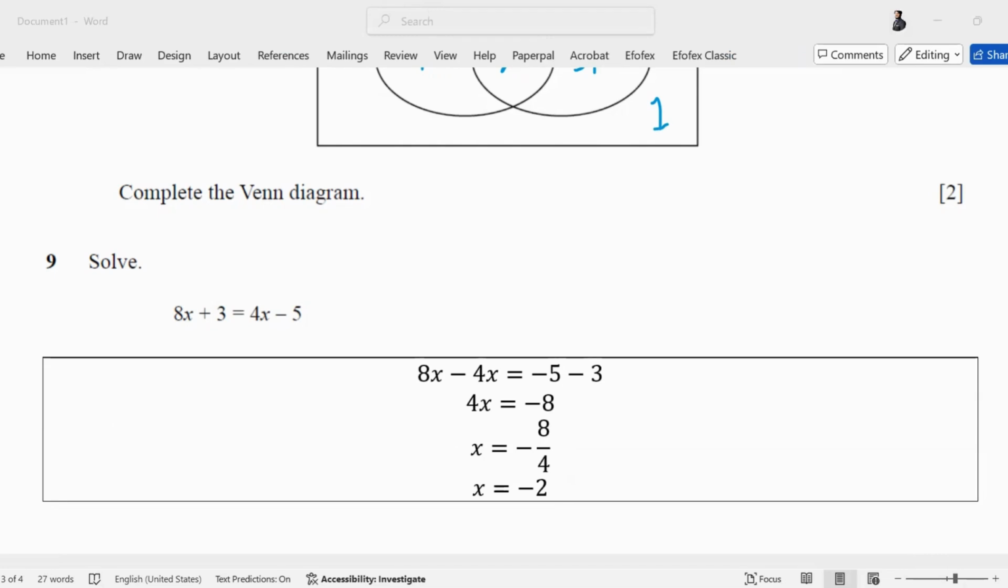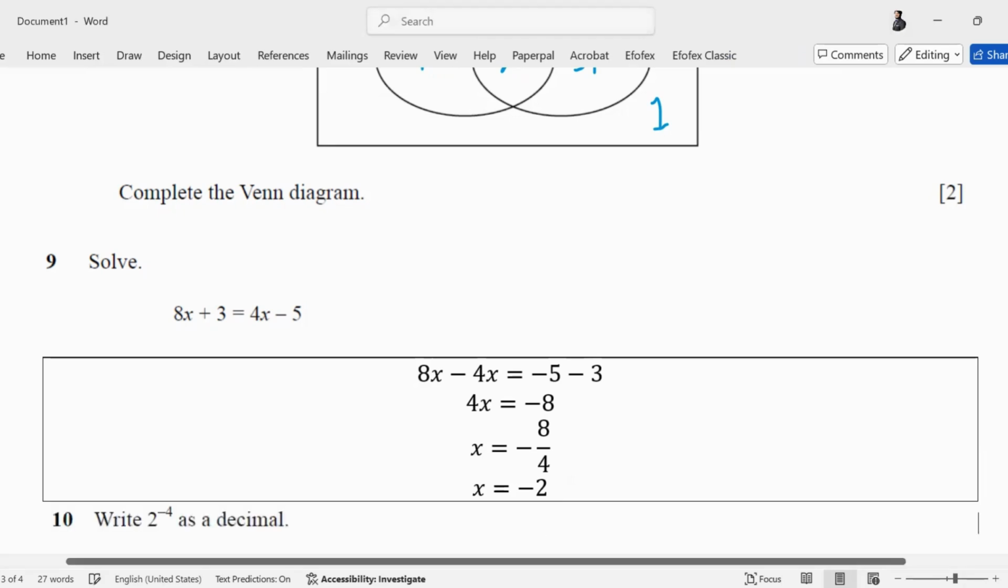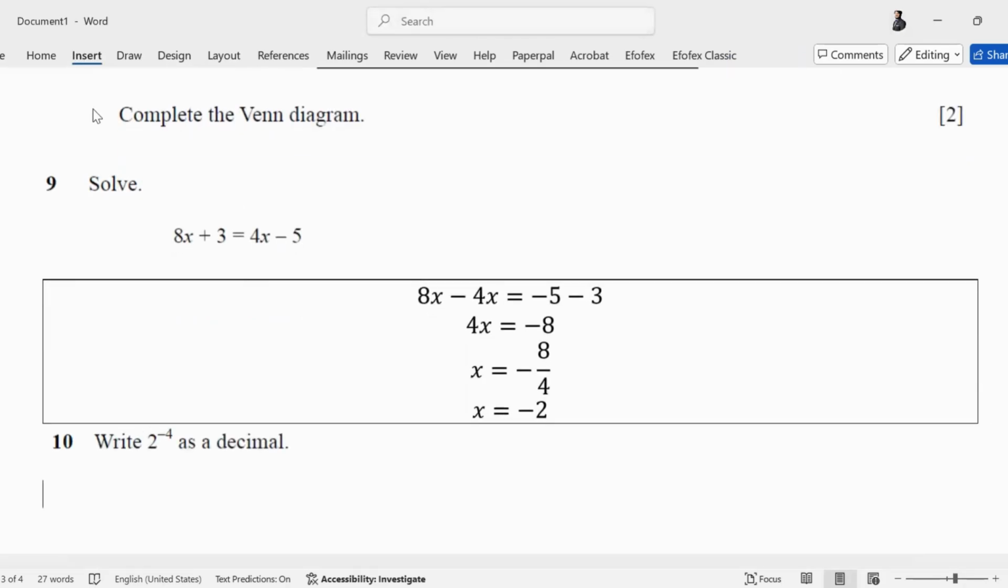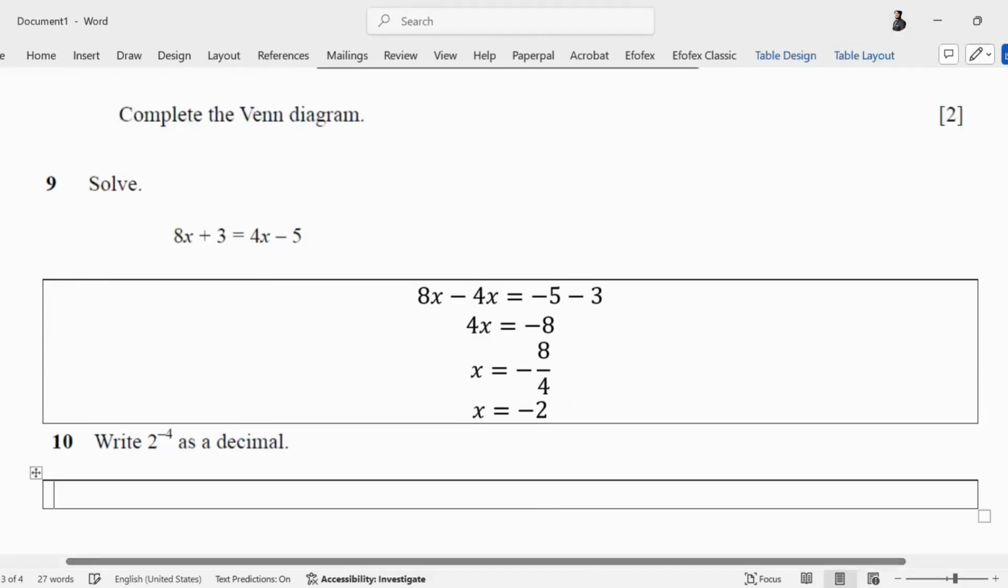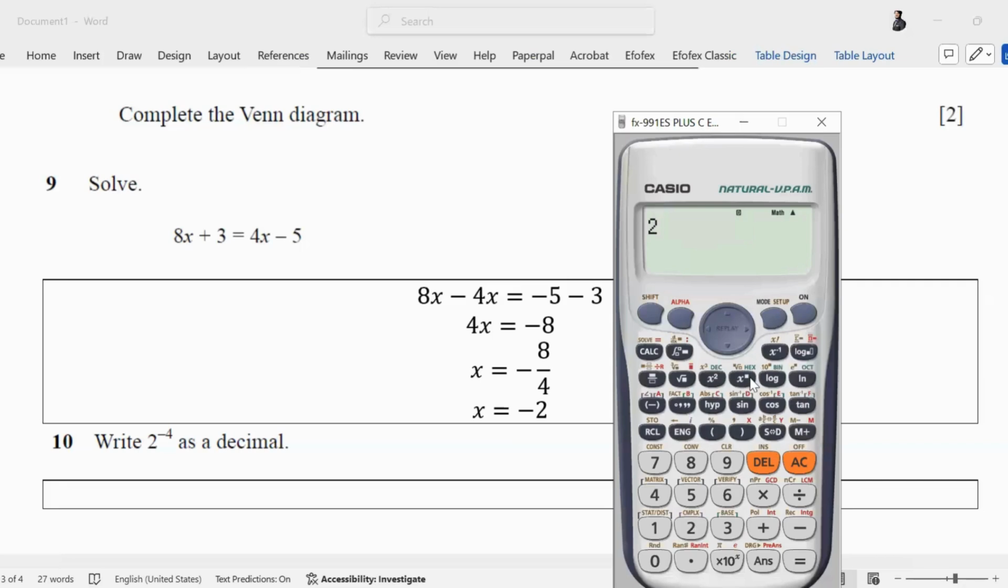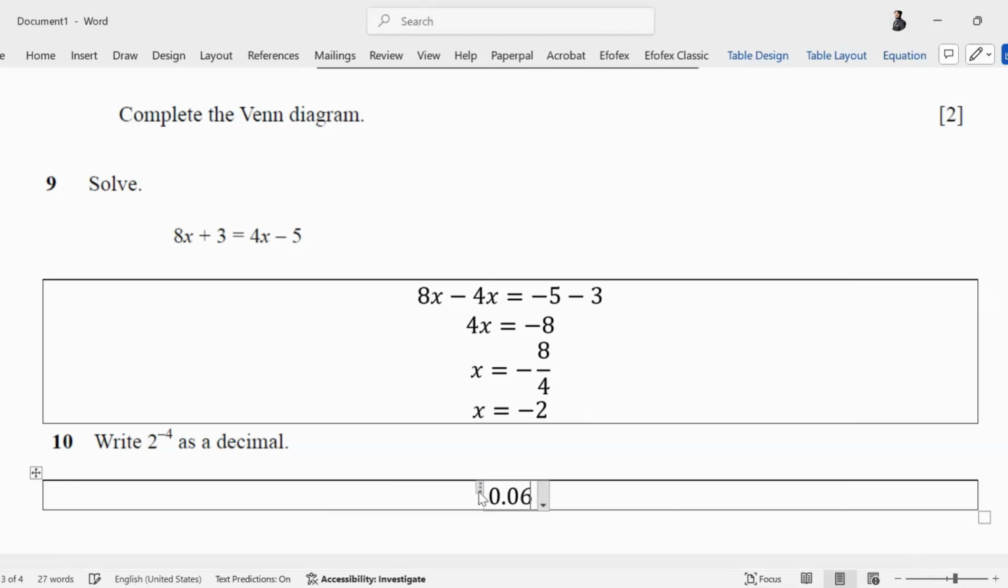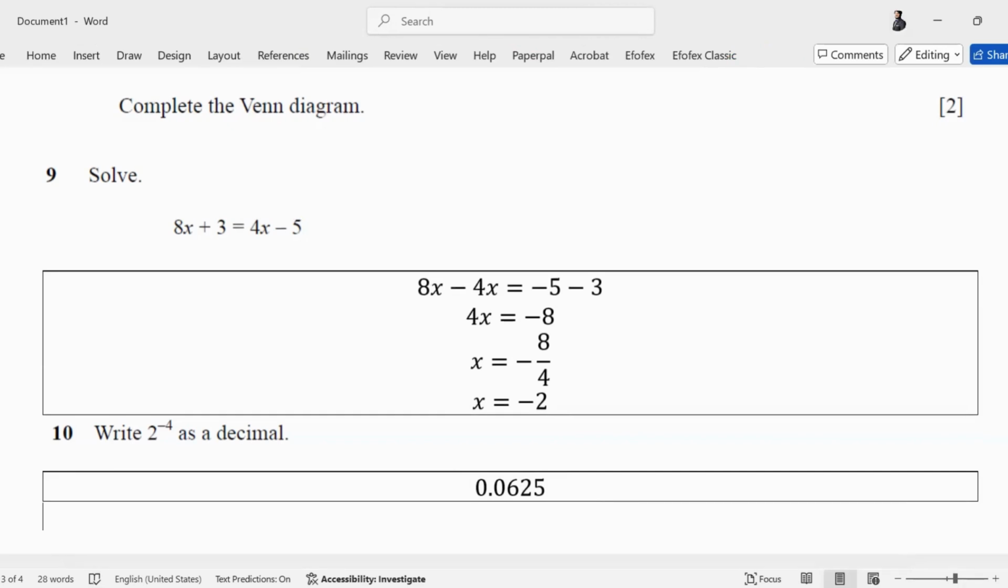Now the question wants us to write 2 to the power negative 4 as a decimal. You can just use your calculator to get this. If you have the calculator, you can put 2 to the power negative 4 and it gives you the answer in fraction. You press this S to D, it gives you the answer in decimal point 0.0625. So this is how you can do question number 10. Moving on to question number 11.